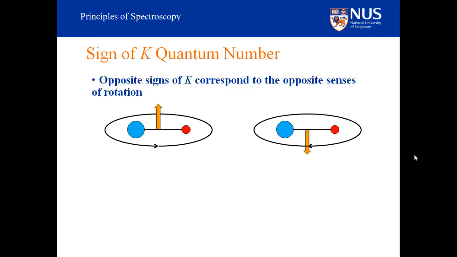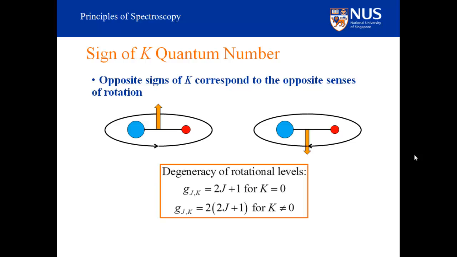Now for the degeneracy of the rotational levels, when K is equal to 0, I will have 2J plus 1 degenerate levels. That 2J plus 1 is coming from the fact that MJ can go from minus J to J. But if K is not equal to 0, then I will have twice as many degenerate levels, because for every set of possible MJ values, I've also got this double degeneracy from the fact that the energy level associated with plus K will be the same as that associated with minus K. All levels with K greater than 0 have this additional double degeneracy.